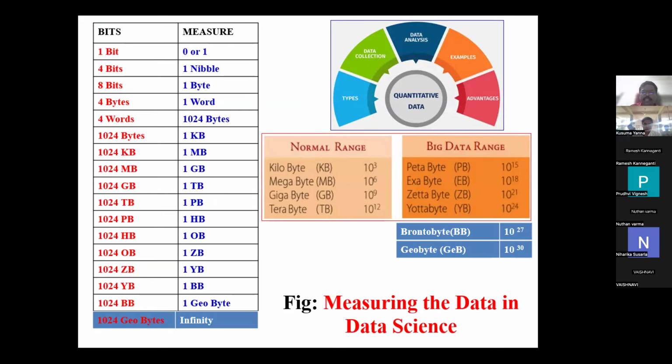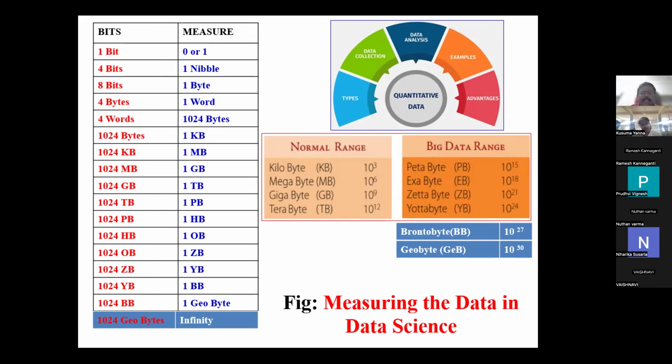And before going to our data sets, how do you collect the data? How do you measure the data? If you press capital A on the keyboard, the system cannot understand capital A. Why? Internally, it converts into the ASCII value for capital A. Capital A value is 67.